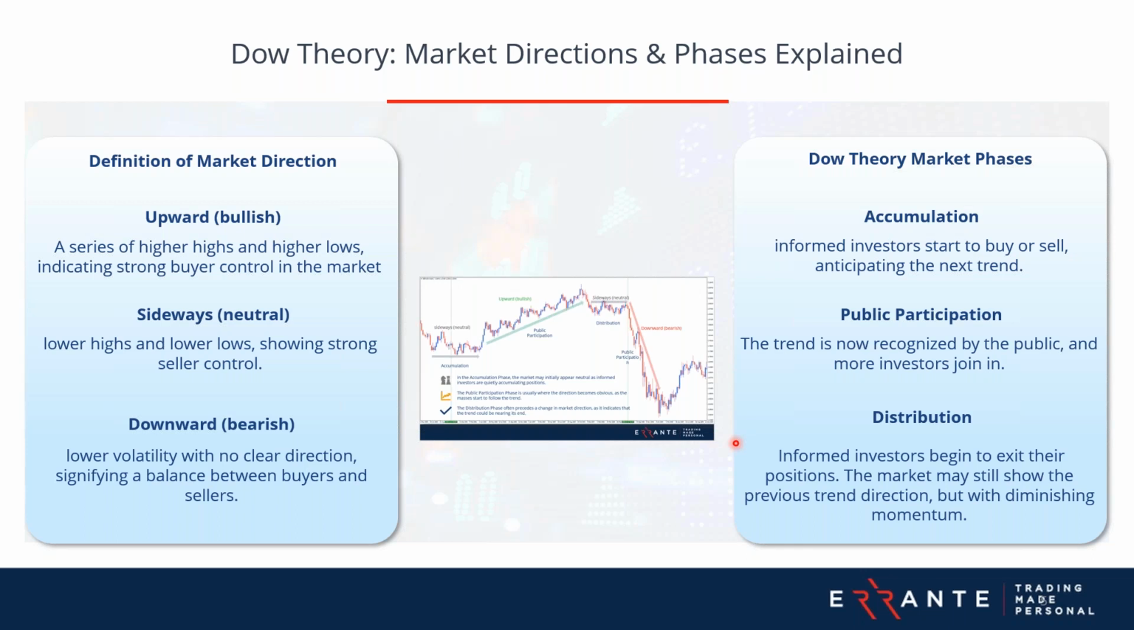So we introduce the uptrend, or upward movement, as a market that consistently achieves higher highs and higher lows, and it's a clear sign that buyers are in control, pushing prices up. On the other hand, the downward or bearish direction is just the opposite, marked by lower highs and lower lows, showing that sellers have taken the reins, driving prices down. And then there's a sideways or neutral market, where the battle between buyers and sellers reaches a temporary stalemate, resulting in minimal net price movement.